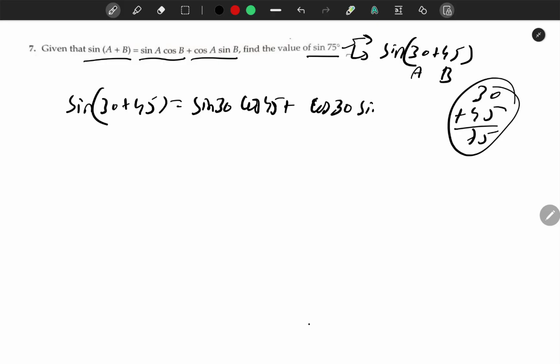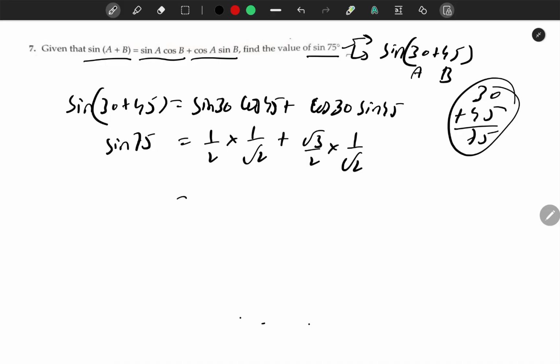Sin 75 is sin 30 cos 45 plus cos 30 sin 45. Sin 30 means 1 by 2, cos 45 means 1 by root 2, cos 30 is root 3 by 2, sin 45 is 1 by root 2.